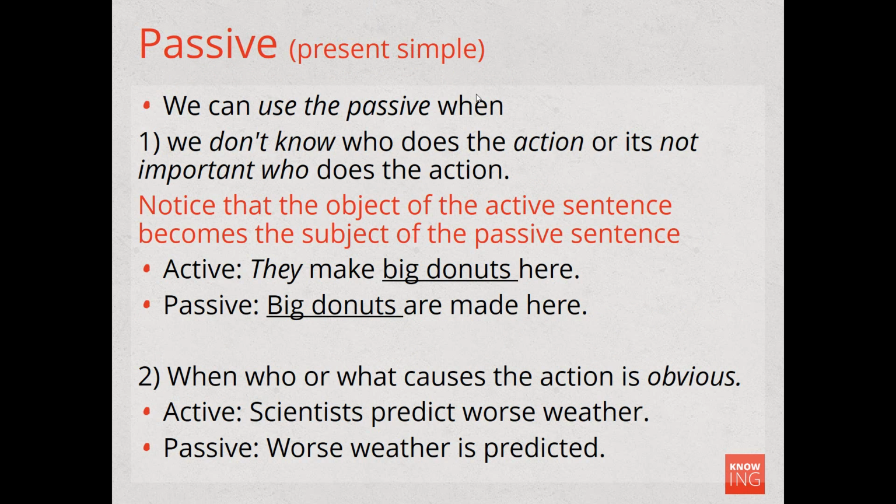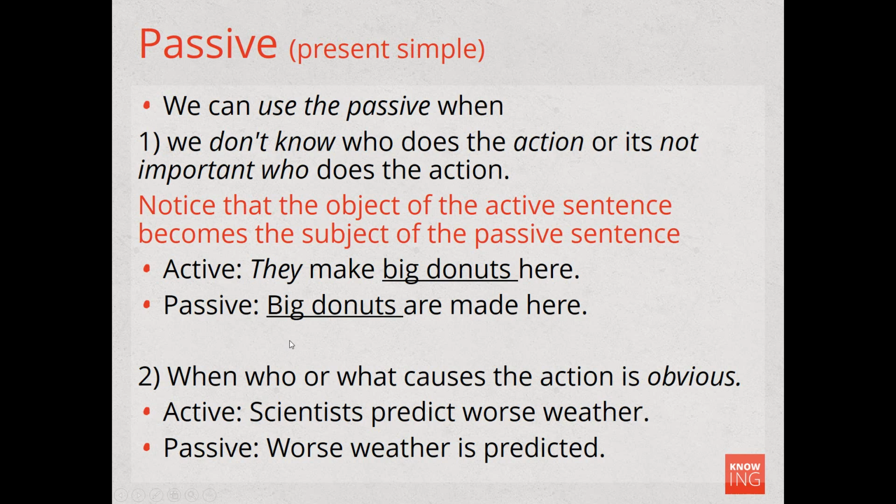The passive can be used in many different ways. And the first way is that we don't know who does the action, or it's not really important. So, for example: they make big donuts here. We don't know who makes them, and it's really not important who makes them, but it's about the action, that they are being made. The passive is: big donuts are made here. Okay? Donuts are made. This is what we are focusing on.